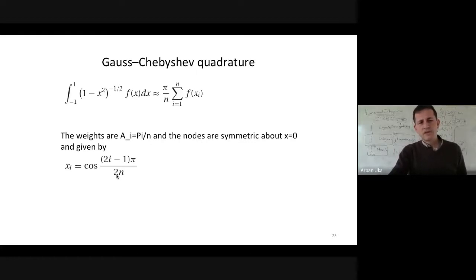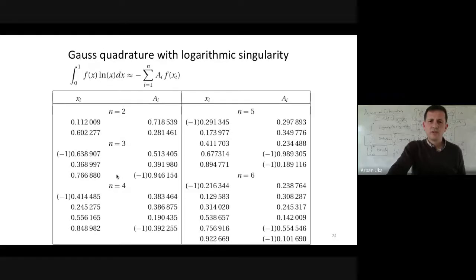And we have a singularity, as you can see, because at the limits of the integral, this special function, 1 minus x squared to the power minus 1 over 2, is not defined at the endpoints. But still, we can find the value of the integral.